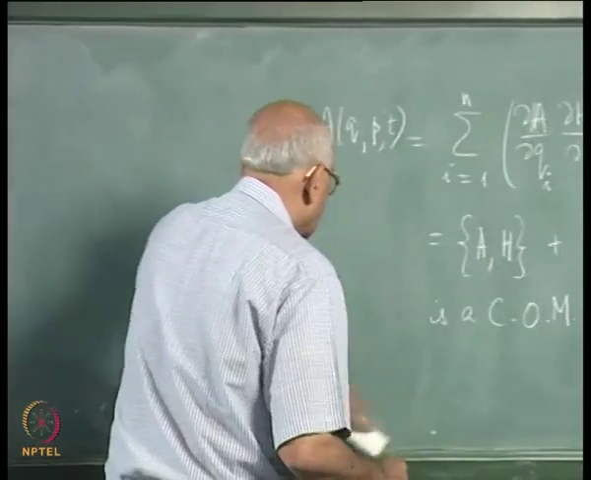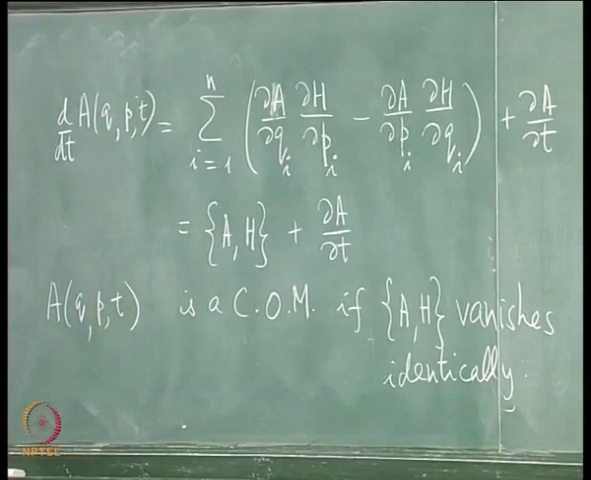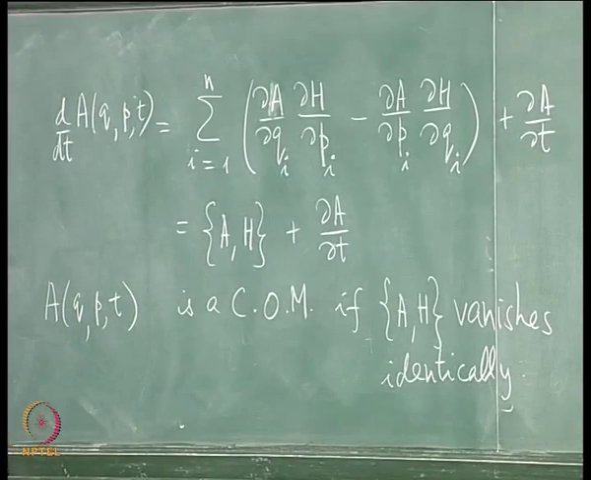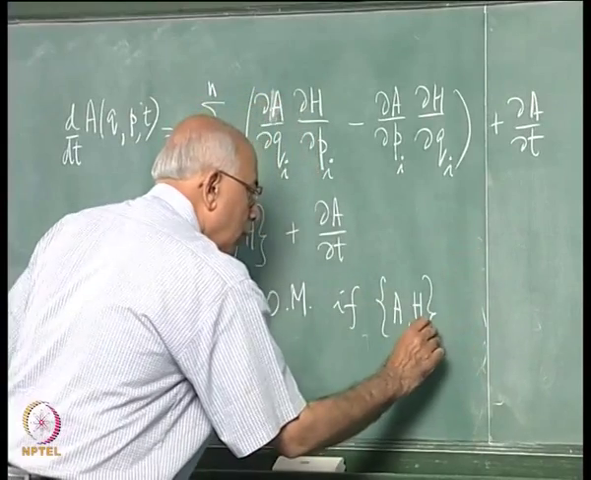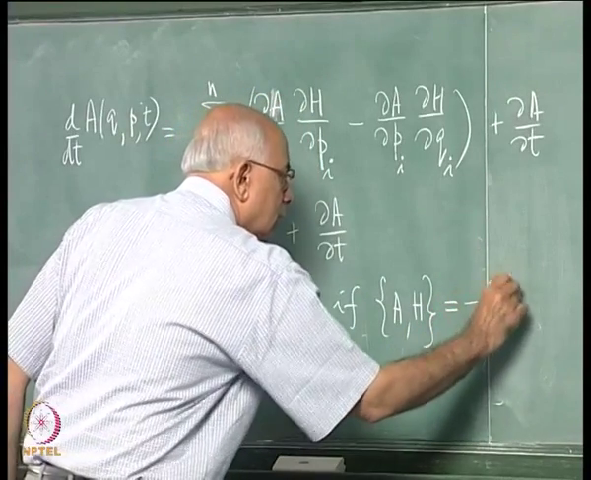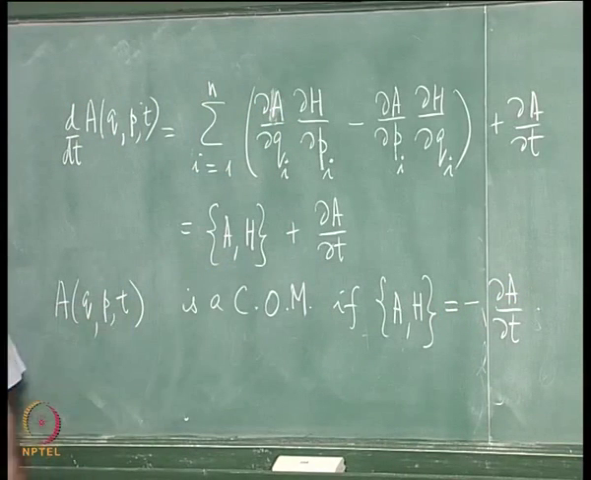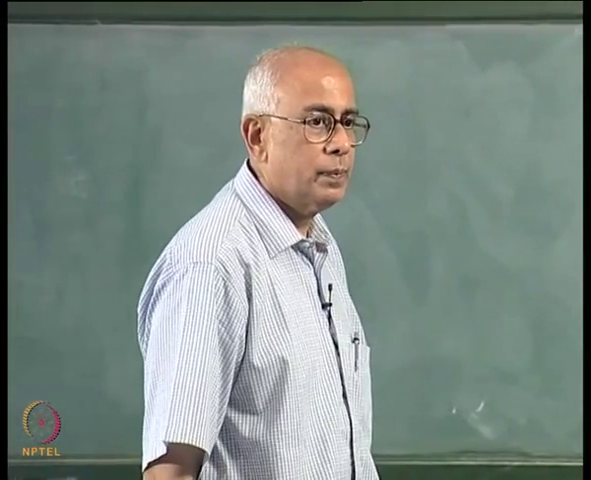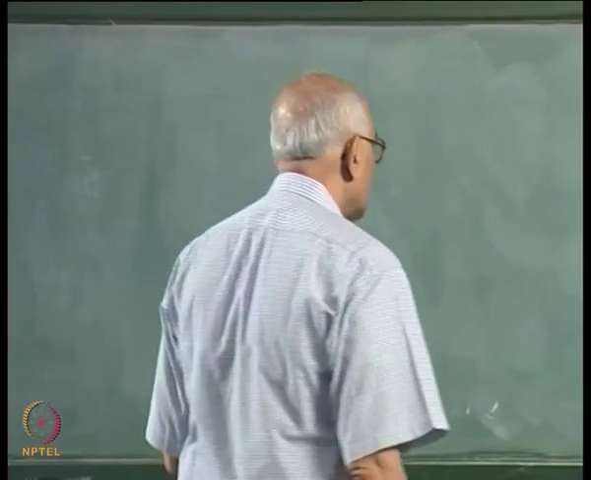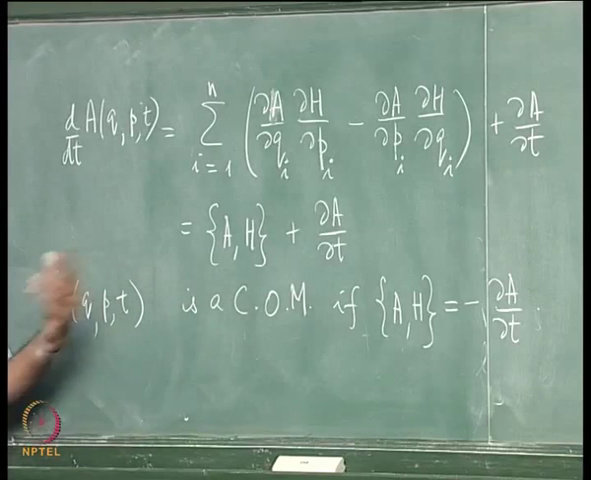So we now come to the conclusion that A(q, p, t) is a constant of the motion provided the Poisson bracket of A with H is equal to minus ∂A/∂t. So if the right hand side vanishes, then the total derivative of this function with respect to time vanishes, and you have a constant of the motion. So this then is the test of when something is a constant of the motion.